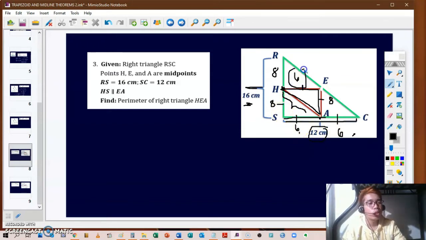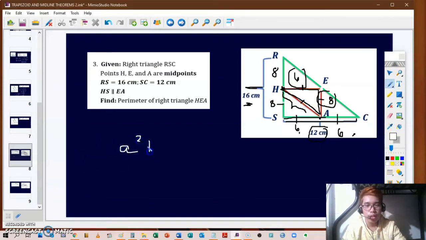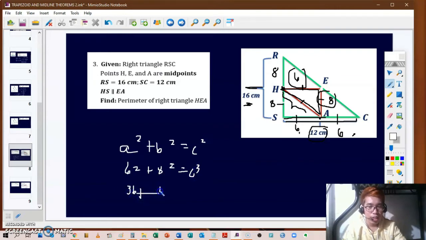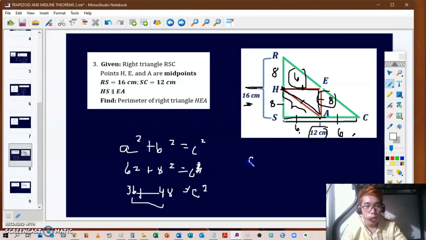Now that we know the two side measurements of this right triangle HEA, we can solve for the third side using the Pythagorean theorem. That will be a squared plus b squared is equal to c squared. This will give you 6 squared plus 8 squared is equal to c squared, and therefore we have 36 plus 48 is equal to c squared. So what's 36 plus 48? We have here 36 plus 48 is equal to 84.